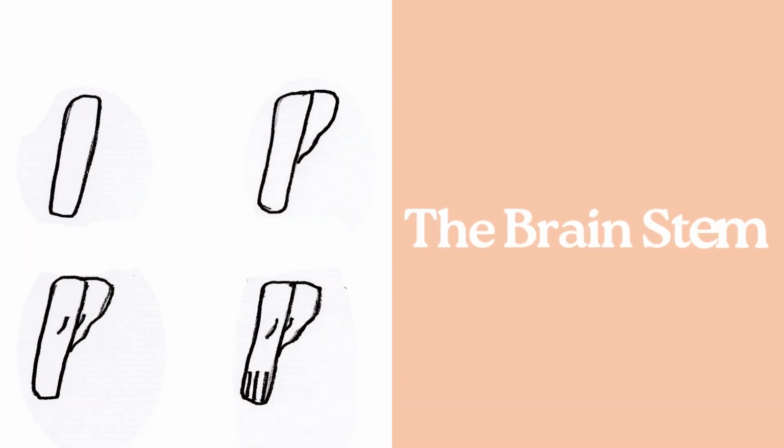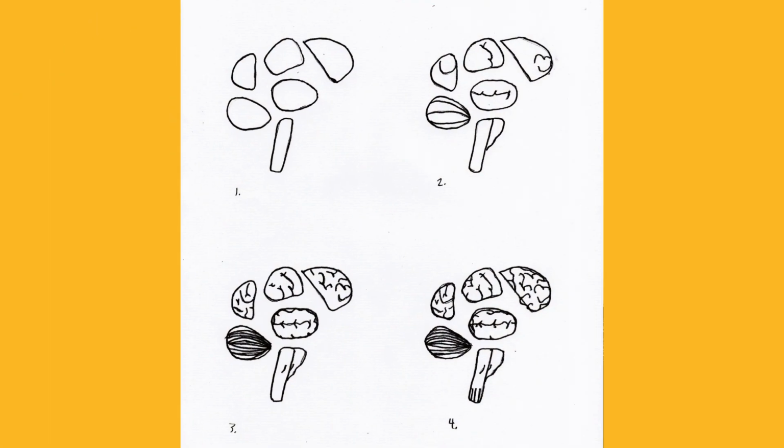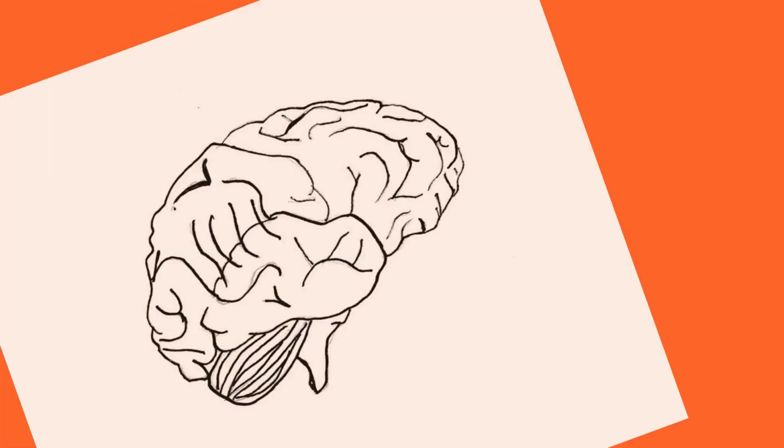Next to the cerebellum, under the temporal lobe, is the brain stem. Draw a P shape. Draw cloudy outlines around the lobes. Put all the parts together, and you have the brain.